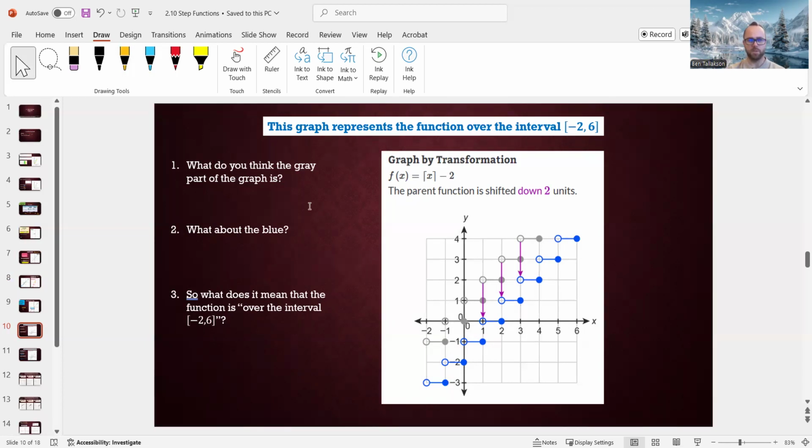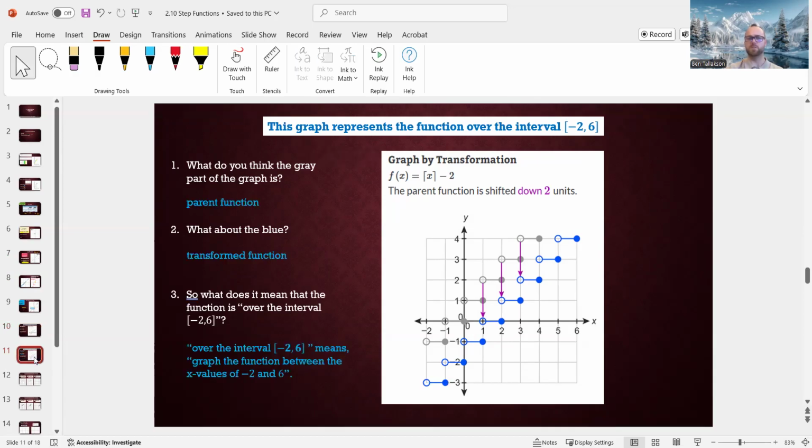Okay, answer to yourself. I'm going to show you the answers in a moment. What about the blue? What do the blue lines represent? Again, look at the function. Look at the blue lines. And finally, what does it mean when it says here, the function is over the interval -2 to 6? They told us the graph represents the function over the interval -2 to 6. Where do you see -2 and 6? That's a good place to start.